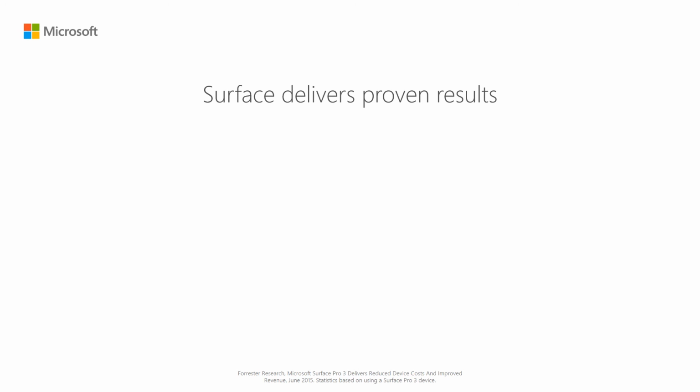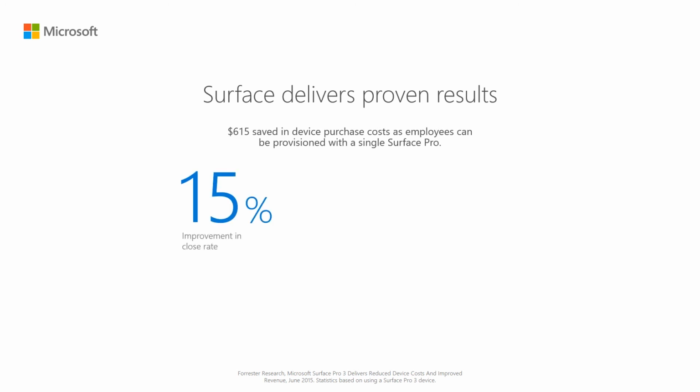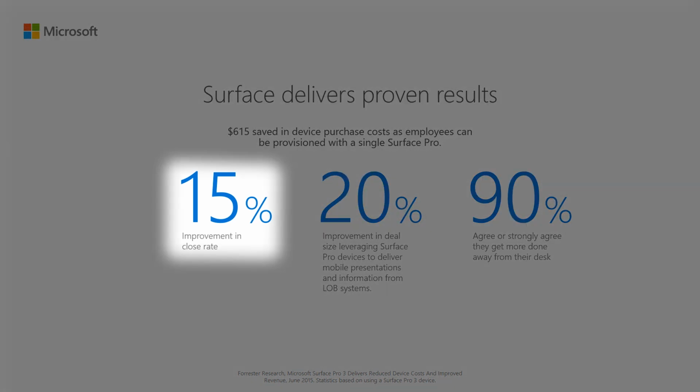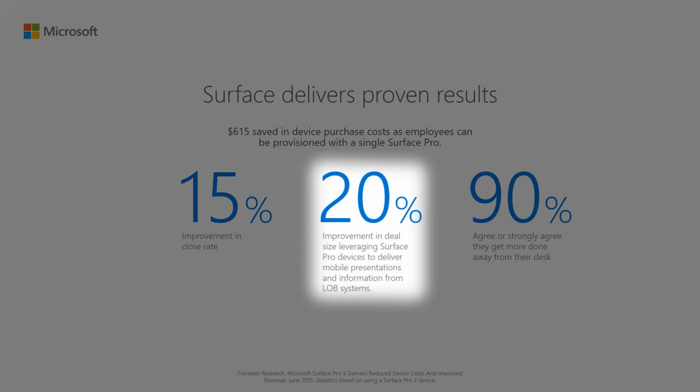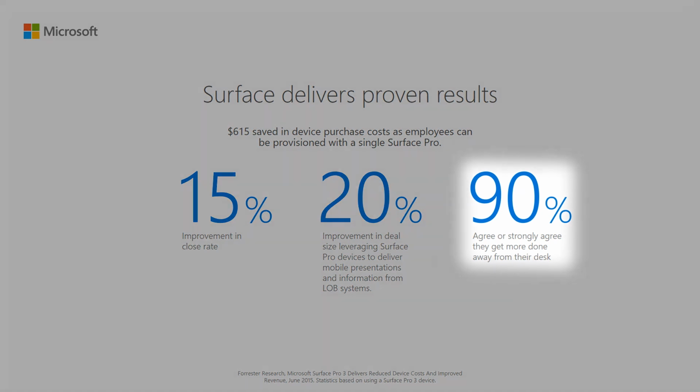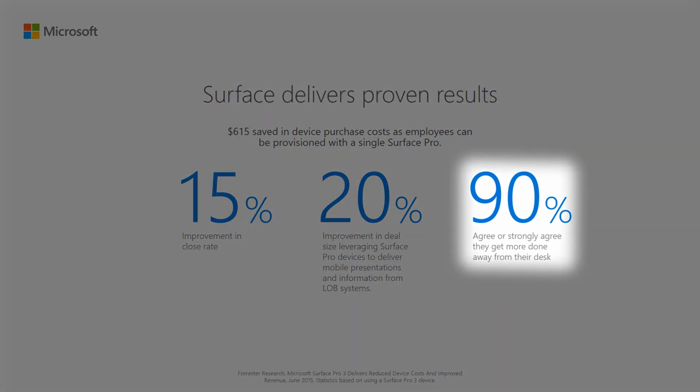Some of the proof points I want to mention: we see that once companies transition into Surface devices, they have around 15% increase in the close rate of their deals. They have around 20% increase in the average deal size. So these two things show that we can easily increase our revenue after transitioning into the Surface devices. And the third point is about employee feedback. 90% of the employees say that they either agree or strongly agree that they get more things done after they have transitioned into the Surface.